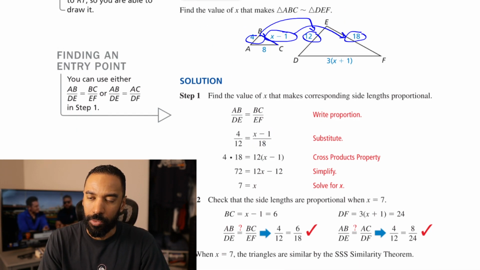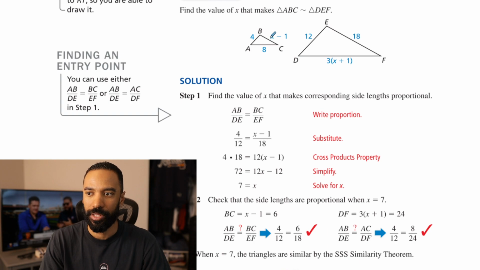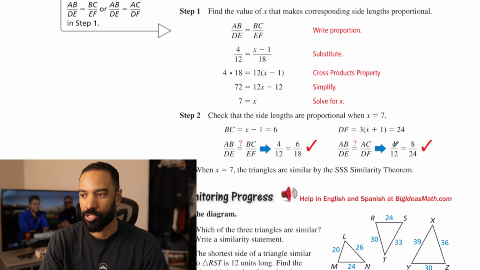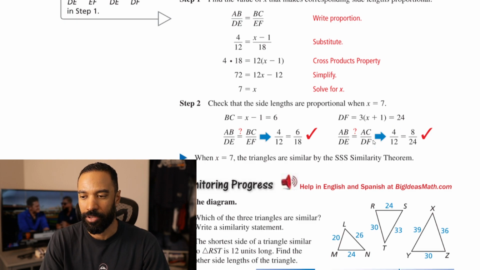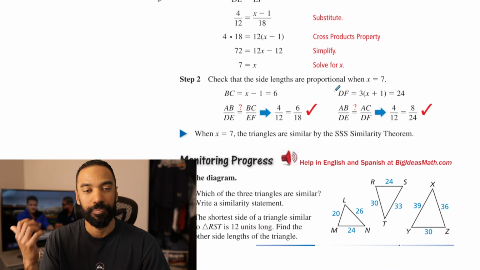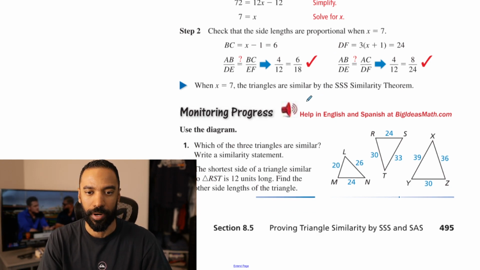Now, after that, they're also showing that x equals 7 works by substituting 7, not only here to get 6, and 6 to 18 is 1 to 3, but also right here, 7 plus 1 is 8, times 3 is 24, and 8 to 24 is also the same. So they all check out, they all get a 1 to 3 similarity ratio, and it all works. So basically it's just setting up proportions and making it work. That's no different from what we would do generally.